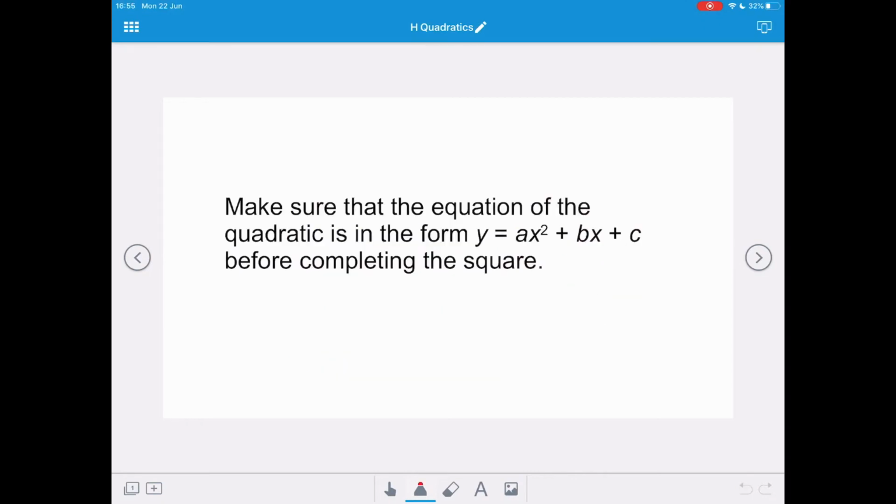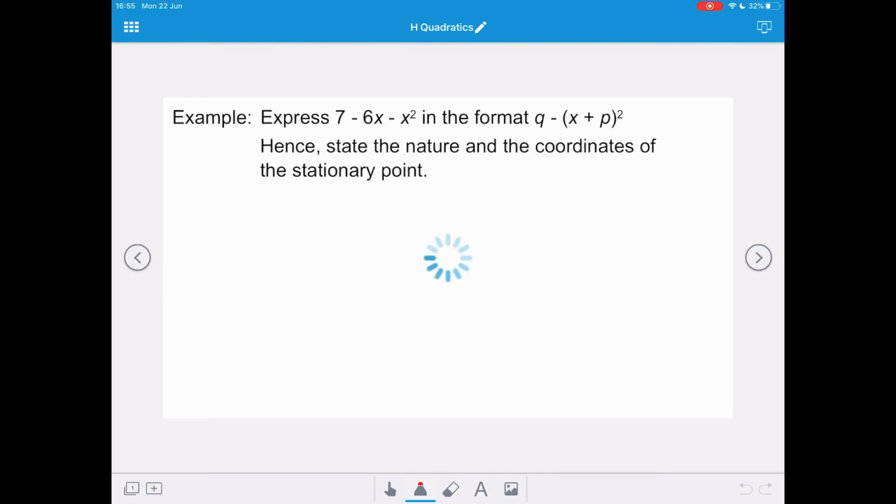Now one thing to note is that we need to make sure that the equation of the quadratic is in the form y equals ax squared plus bx plus c before we attempt to complete the square. So in our next example, we want to express 7 minus 6x minus x squared in the format q minus (x plus p) all squared. The first thing we want to do is write it in the format y equals ax squared plus bx plus c. And that means we need to switch the negative x squared and the 7 around. So we end up with y equals negative x squared minus 6x plus 7.